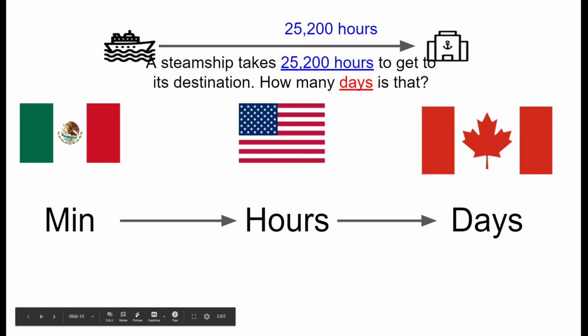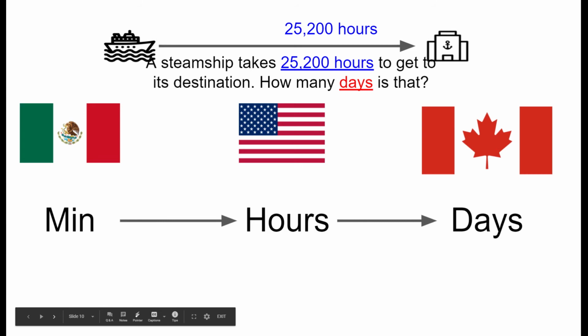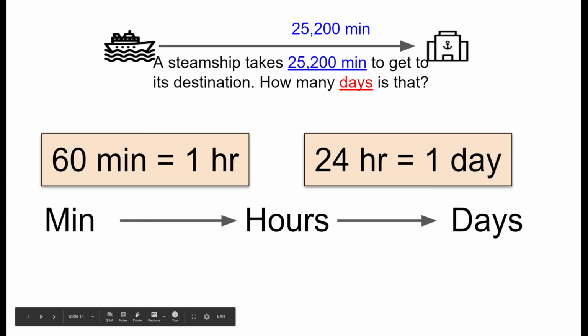By the way, there's a typo there. Minutes should not have changed to hours in the example. All right, so let's go back to the original math. If a steamship takes 25,200 minutes to get to its destination, how many days is that? So we know how many minutes are in an hour. We know how many hours are in a day. Hours is the intermediate unit. We now have 2 conversion factors where both of them can be turned into fractions that equal 1.